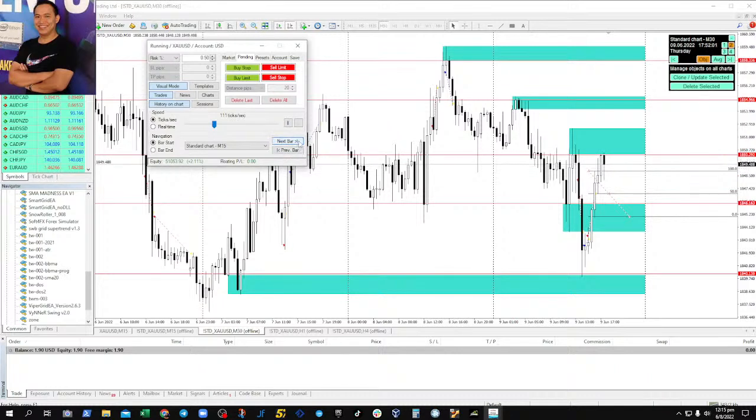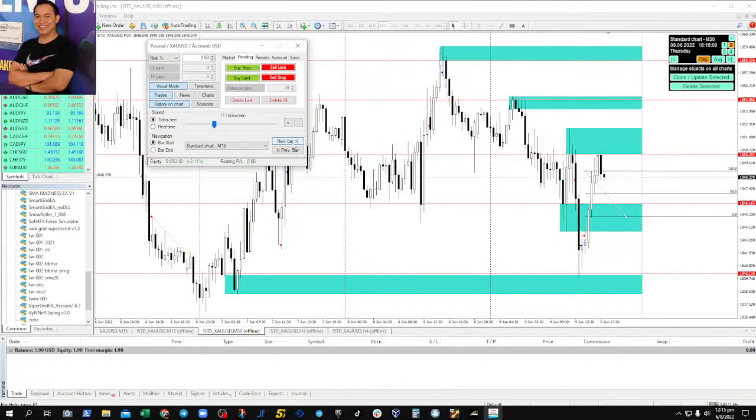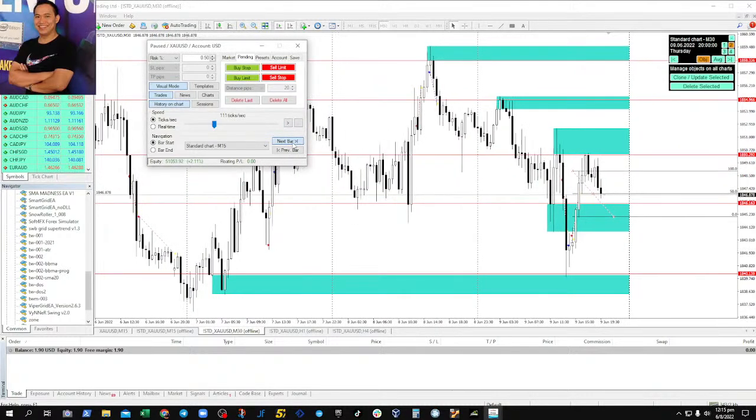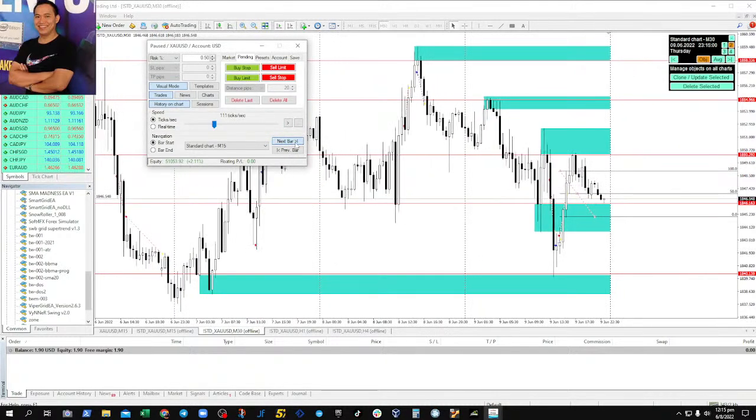Okay. Let me just journal this first. 16 June, 9 June. So okay, we already have 3 trades today. So this is the last trade. I'm just gonna go next bar. Yeah, next bar.